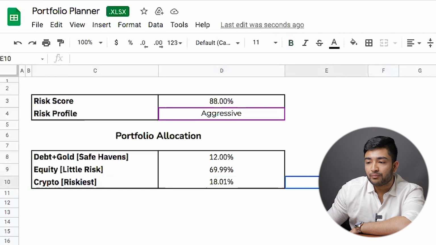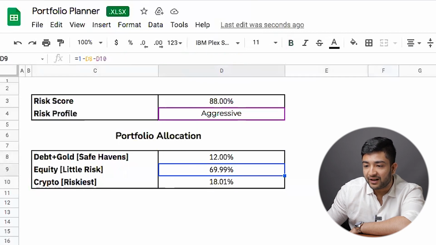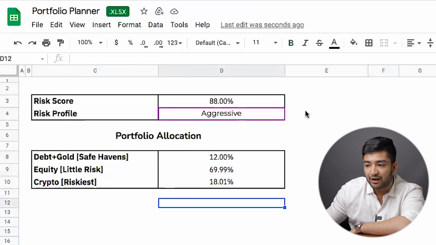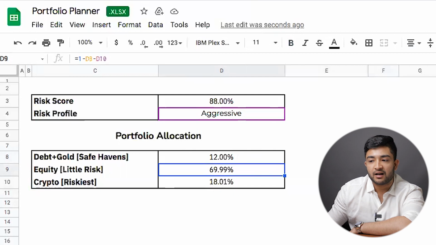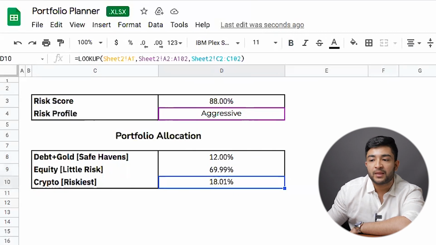And based on my risk score and my risk profile, they've given me an allocation of 12% of my portfolio into safe havens such as debt and fixed income instruments and gold, and around 69.9, that is 70% of my portfolio into equity, that is stocks and other equity instruments, and lastly around 18% to cryptocurrencies such as Bitcoin, Ethereum, Litecoin, etc.